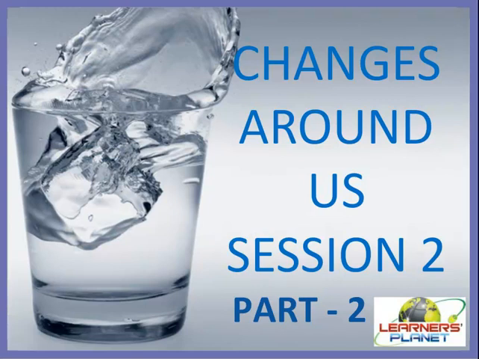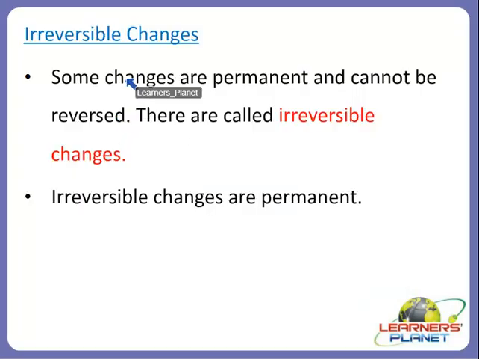In today's session, we are going to continue about the types of changes that occur around us. So what is meant by irreversible change? Students, some changes are permanent and they cannot be reversed. So these are called irreversible changes. And so we can say that irreversible changes are permanent changes.